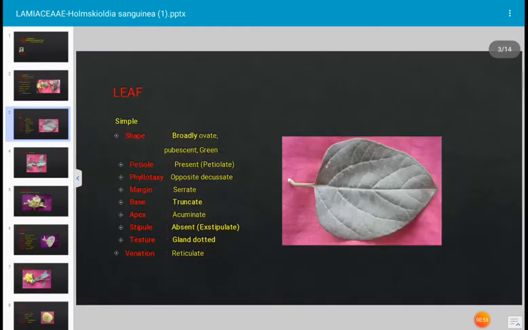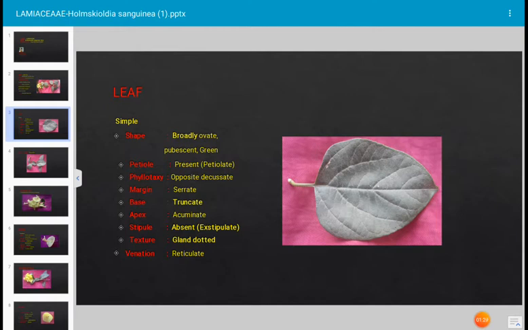Next, this is the leaf of Holmskioldia sanguinea, family Lamiaceae. Leaf is simple because it is having only petiole and lamina, and such a leaf is described as simple. Petiole is the stalk of the leaf. How is the shape of the leaf? It is broadly ovate, and the color of the leaf is green. When the petiole or the stalk of the leaf is present, such a leaf in taxonomy is described as petiolate leaf.